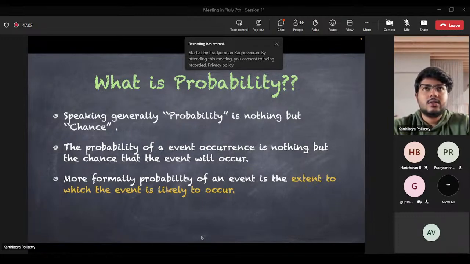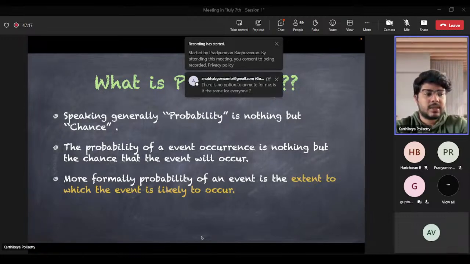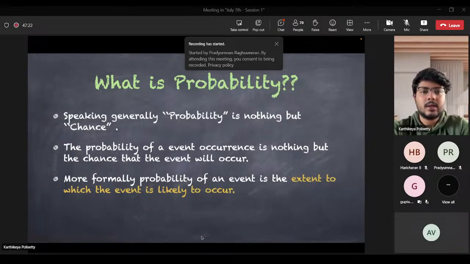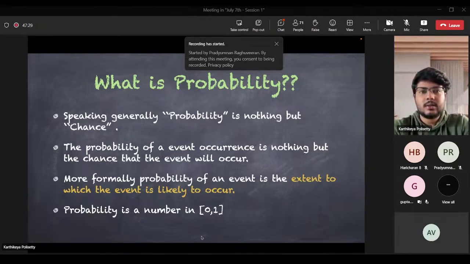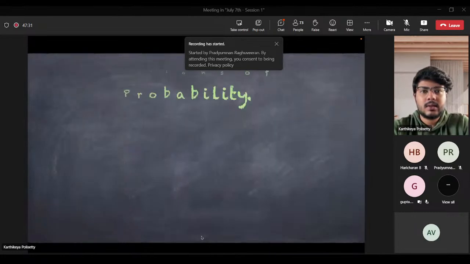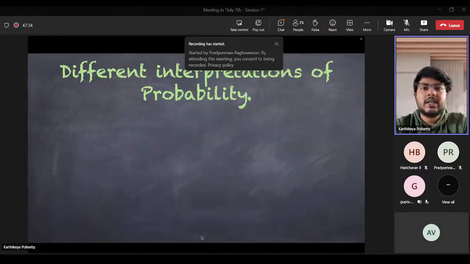Let's take a dice and we are going to throw it. The extent to which the number 1 can appear or 2 can appear is the same as the probability of the number 1 appearing on the dice. So formally, probability is a number from 0 to 1. What are the different interpretations of probability?